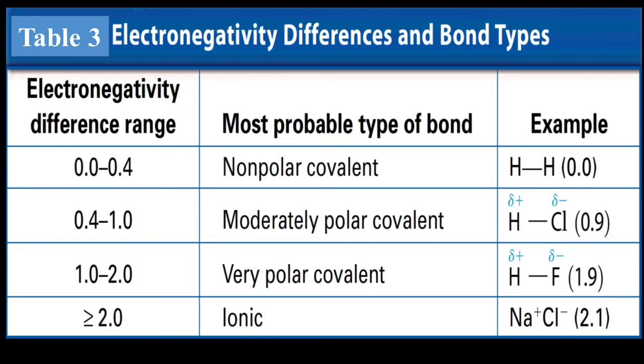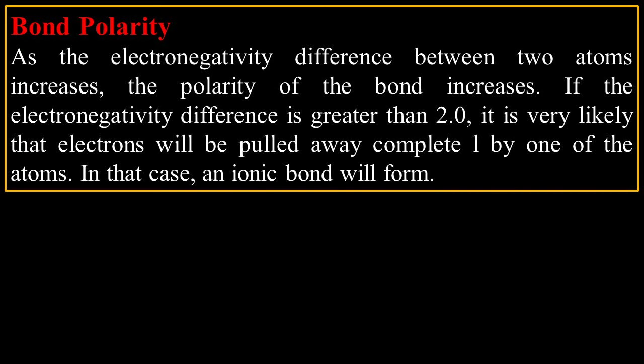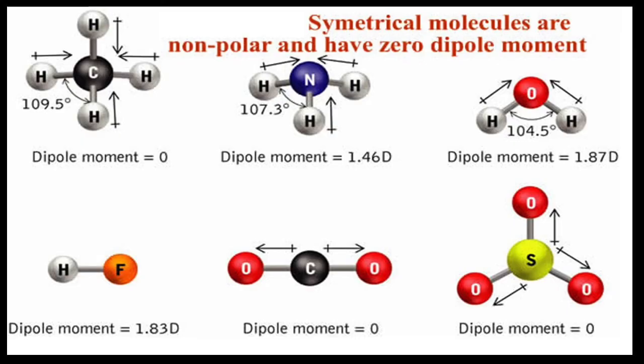So very polar covalent is not ionic, but it's certainly covalent, but the shift is very strong. As the electronegativity difference between two atoms increases, the polarity of the bond increases. If the electronegativity difference is greater than 2, it is very likely that electrons will be pulled away completely by one of the atoms. In that case, an ionic bond will form.